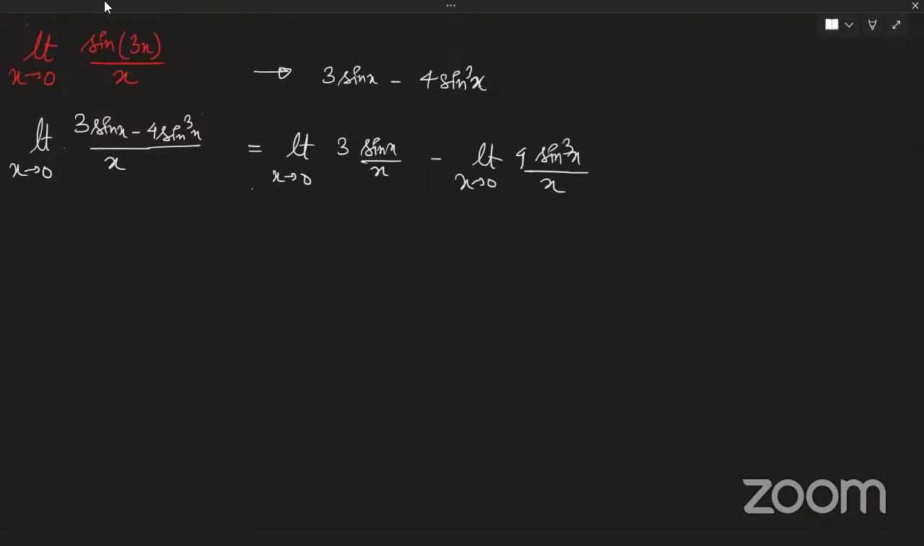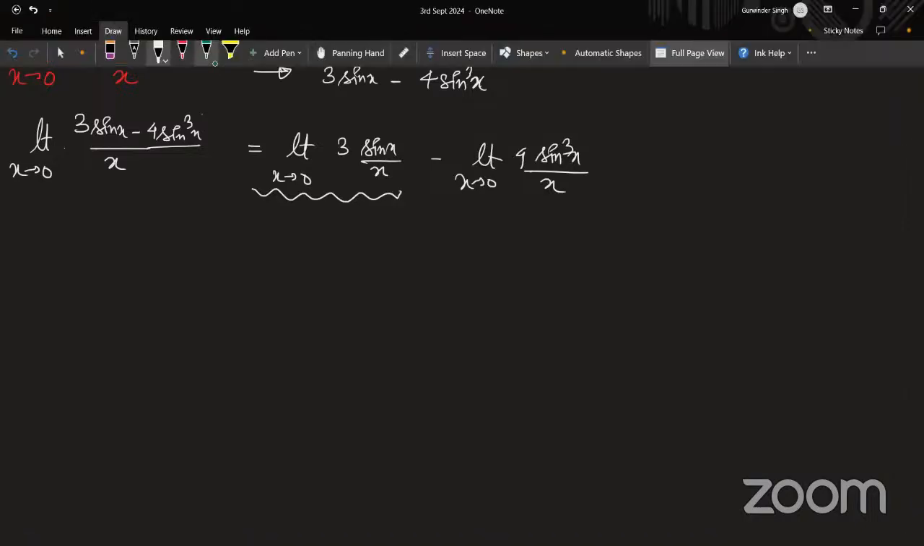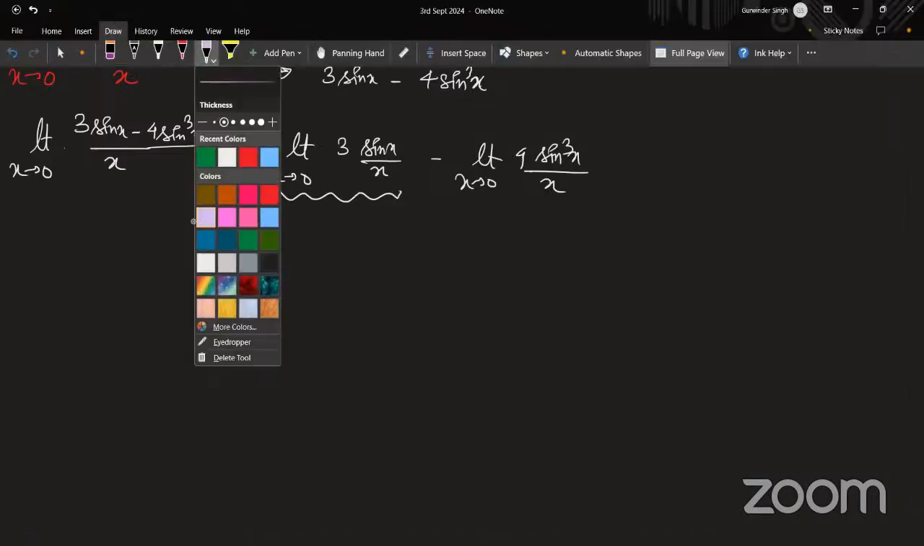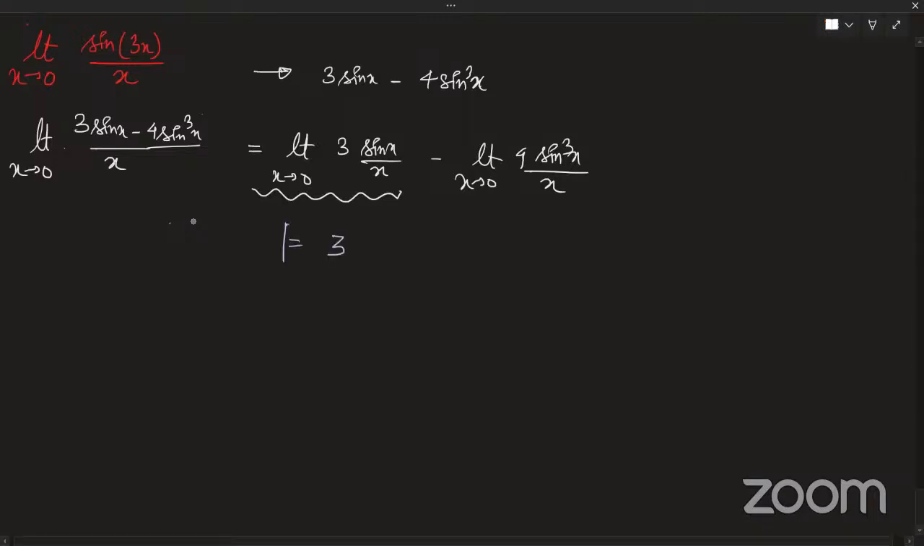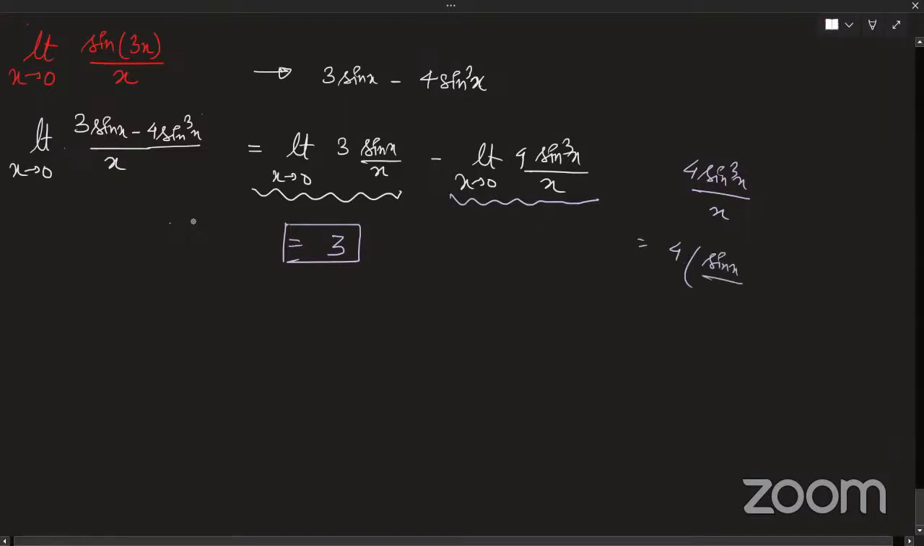So the first part you can really easily calculate. What is 3 sine x by x? It is 3. What about the second part? It is 4 sine cube x by x, which can be written as 4 times sine x by x times sine square x. Right, everyone? So what is the value of sine x by x? It is 1, so 4 into 1.